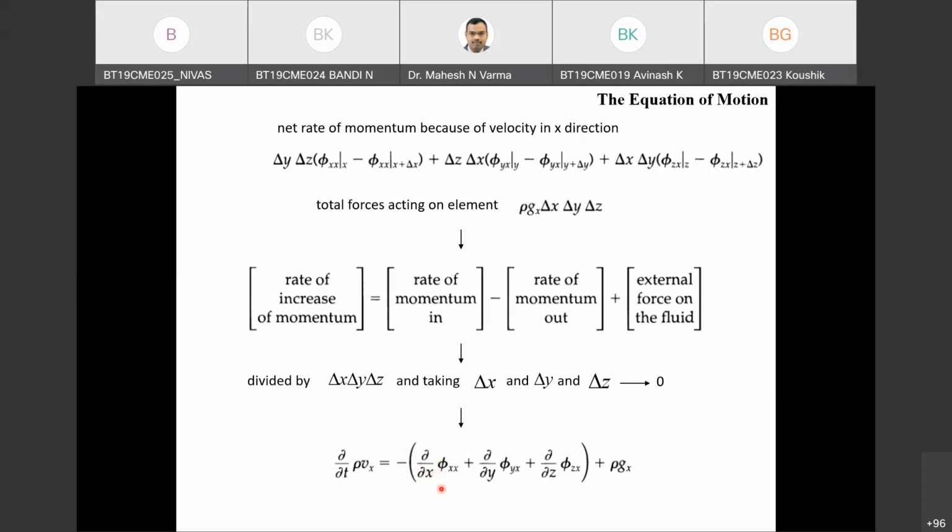Okay. What will be this term completely? You tell me. Dou by dou x of phi of xy. Very good. Plus dou by dou y of phi of yy. Very good. Plus dou by dou z of phi of zy. What will be this term? Rho gy. Very good. That will be the generalized shell balance equation for y momentum.